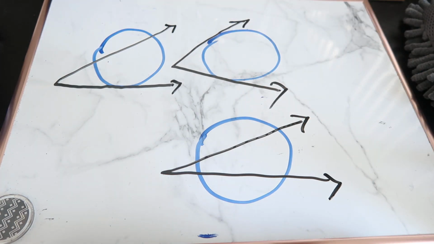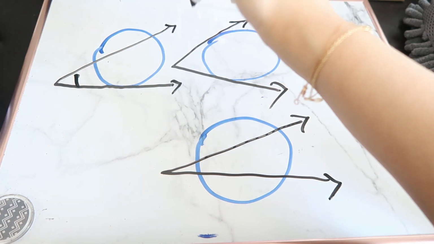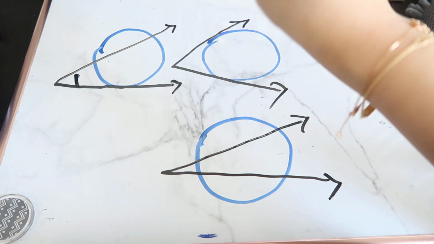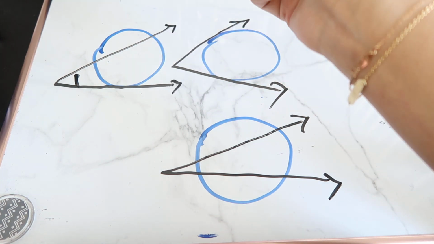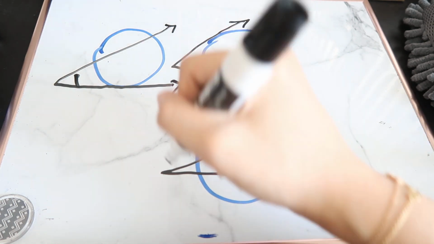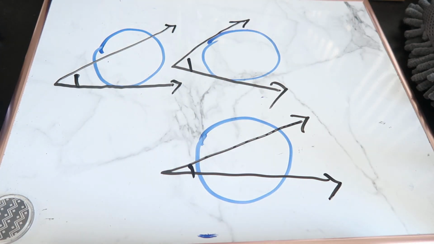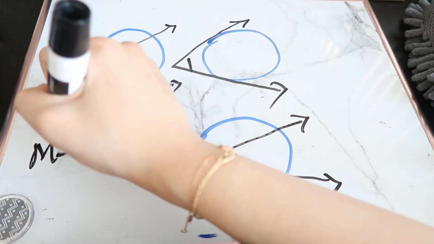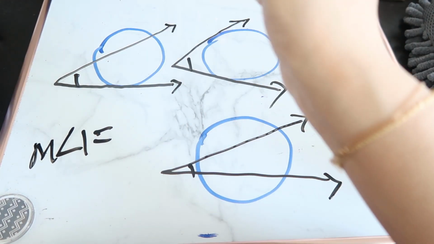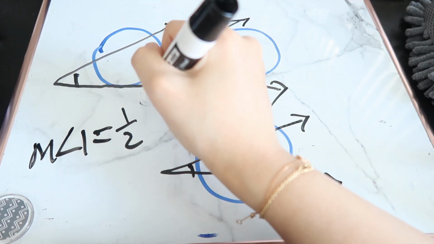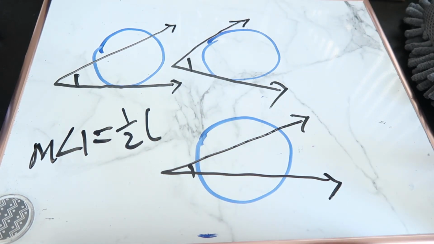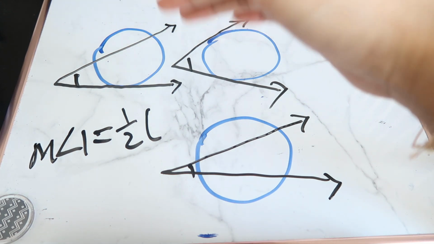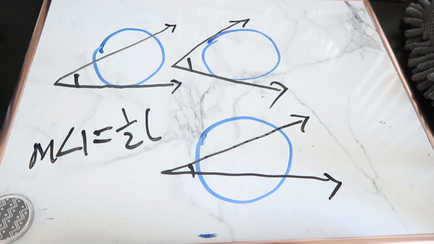Alright, so we're trying to find angle 1. Let's just call them, okay, this is angle 1, angle 1. So we're trying to find our angle 1 here under different circumstances. And basically what the theorem says is that the measure of angle 1 would always equal 1/2 of the outside arc minus the inside arc.